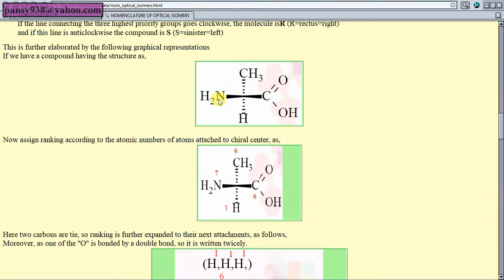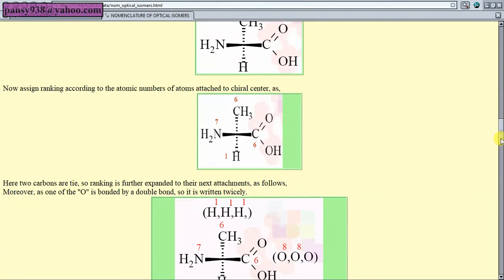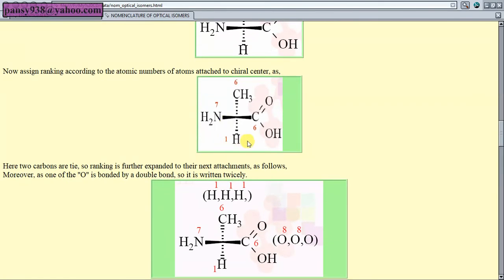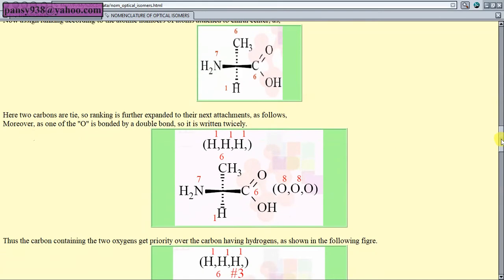So we assign ranking according to their atomic numbers. The atomic number of hydrogen is 1, of carbon is 6, another carbon is 6, and for nitrogen the atomic number is 7. Here there are 2 carbon atoms, so we have to set priority for each of them.